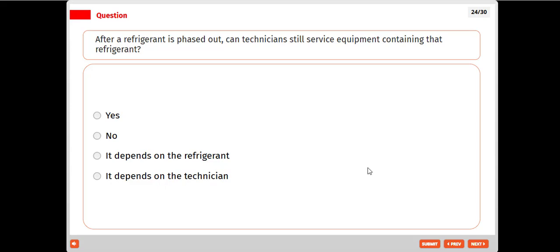After refrigerant is phased out, can technicians still service equipment with that refrigerant? Yeah.